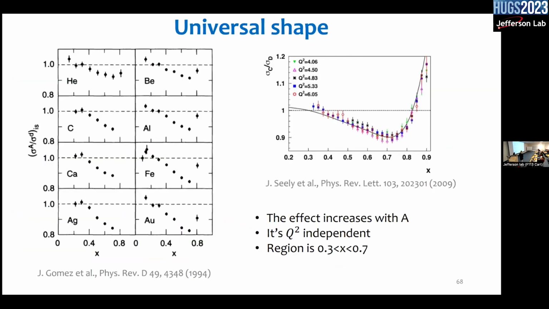Follow-up experiments showed that these have a universal shape for a range of nuclei. This was an important result from SLAC. And shown here on the right is that it's roughly Q² independent, actually. Again, in this x range from 0.3 to 0.8, you still have this decrease.